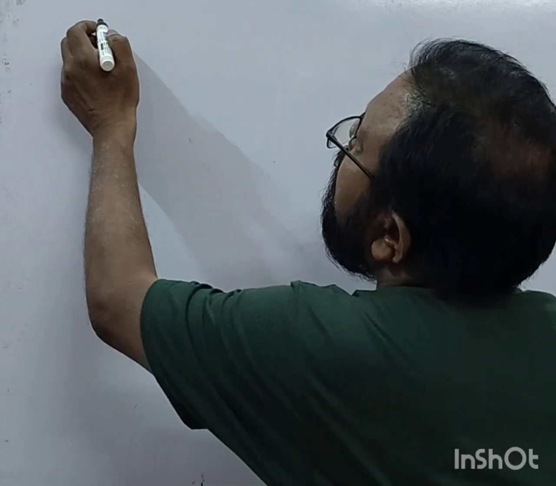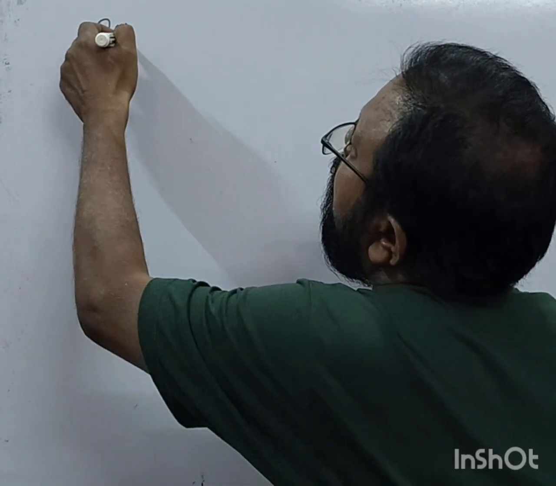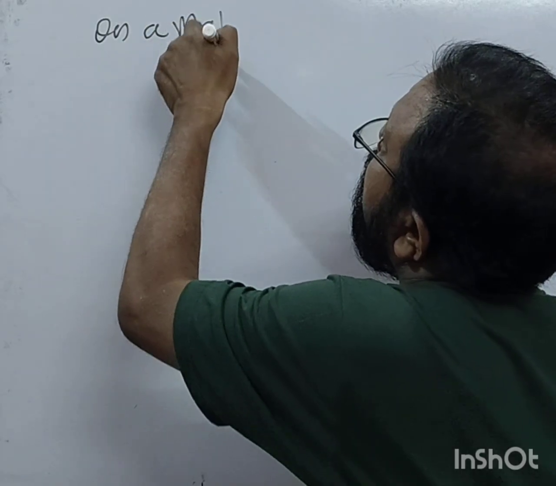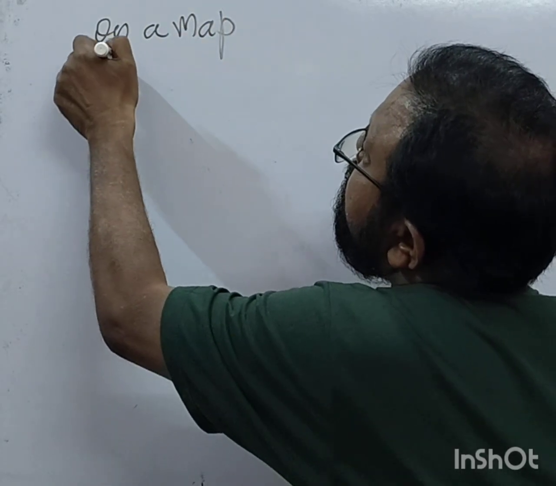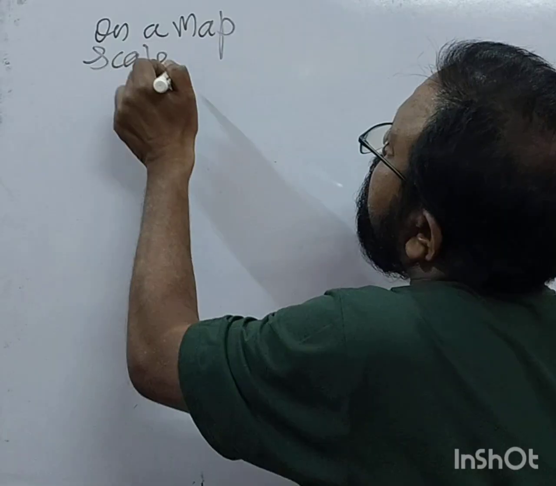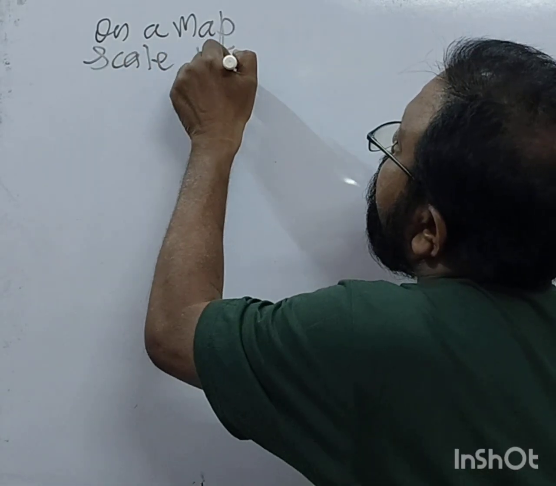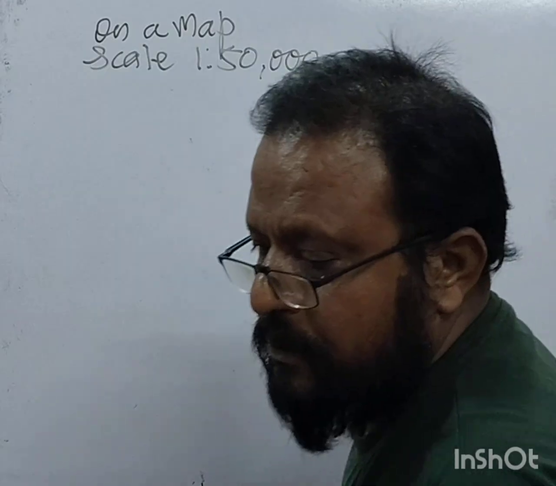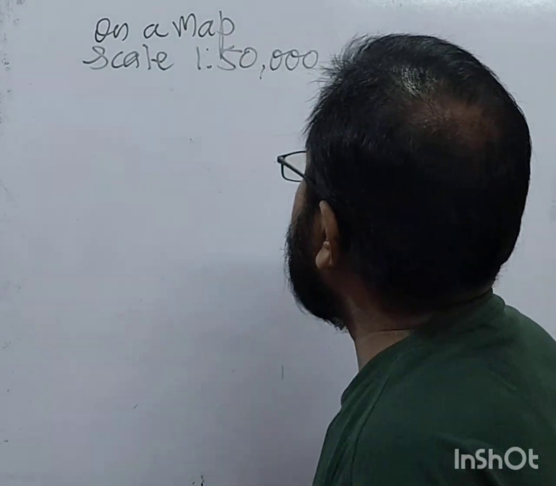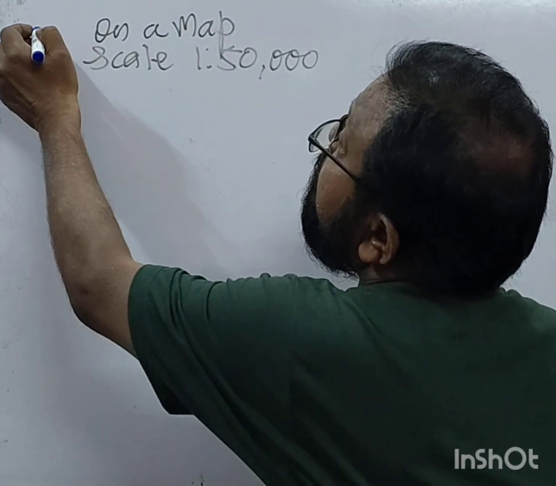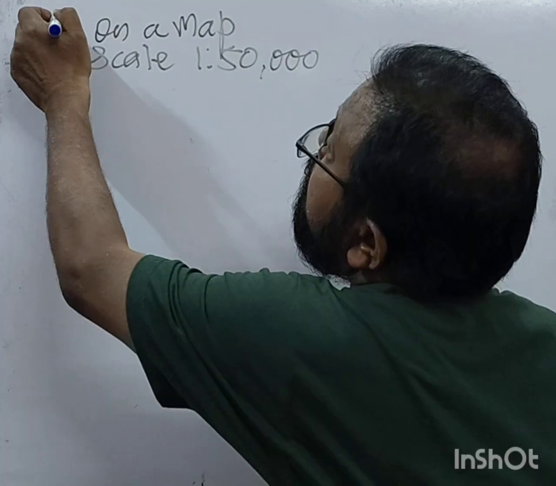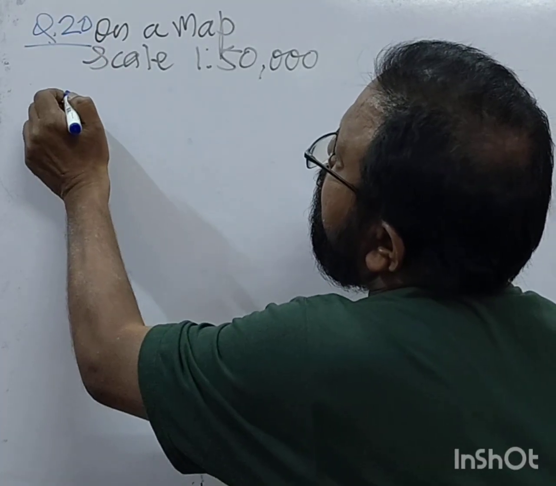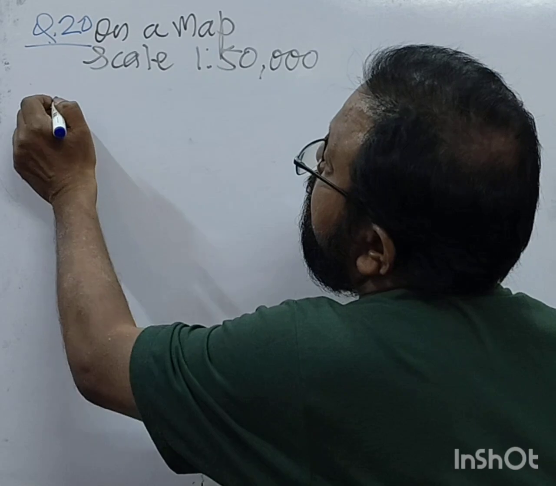A map drawn to a scale of 1:50,000. On a map, the scale is 1:50,000. Okay. A rectangular plot of land. This is question number 20. So, rectangular plot.